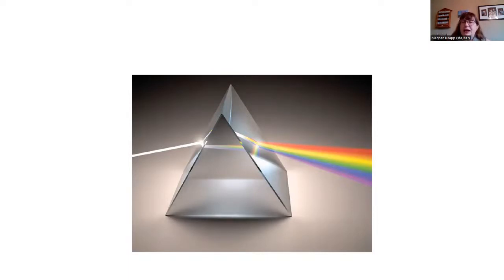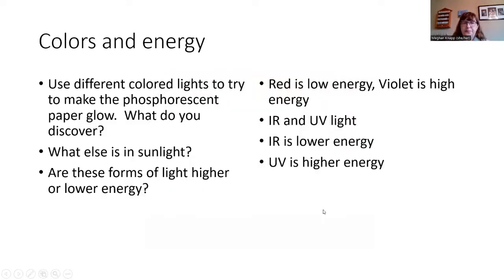It bends a tiny bit for the red, which you can see is at the top, and it bends more for the purple. So it's going to bend when it goes into the prism, and then when it comes out of the prism, it's going to bend again as we go from the glass back into the air. And this is how we can separate light into the different colors.